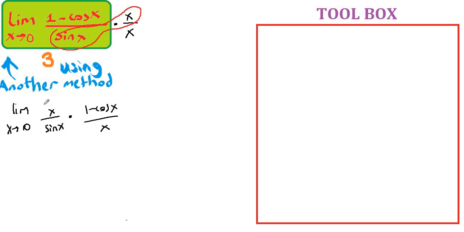We know that from our template limits this is equal to 1, and we have proven this in number 1 that it is equal to 0. So 1 times 0 will be 0.